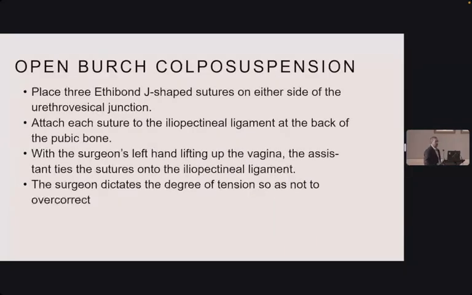And then we have the very well-known, probably the first and most well-known operation for stress incontinence, the open Burch colposuspension, where we go abdominally into the space of Retzius, the retropubic space, and we place 3 Ethibond sutures on either side of the urethrovesical junction, which we identify by a catheter in the bladder. Each of these sutures is then attached to the iliopectineal or Cooper's ligament at the back of the pubic bone. The surgeon, with his assistant, then puts a hand in the vagina to lift up the bladder neck, and this also dictates the degree of tension so that you don't overcorrect.